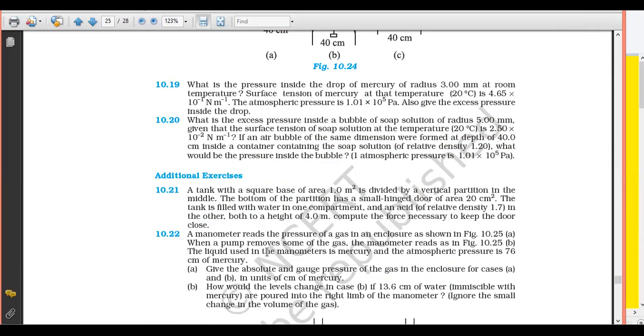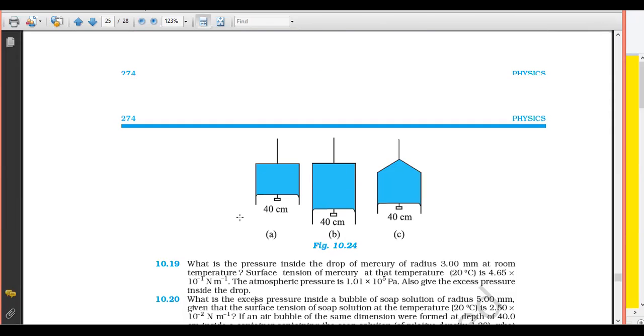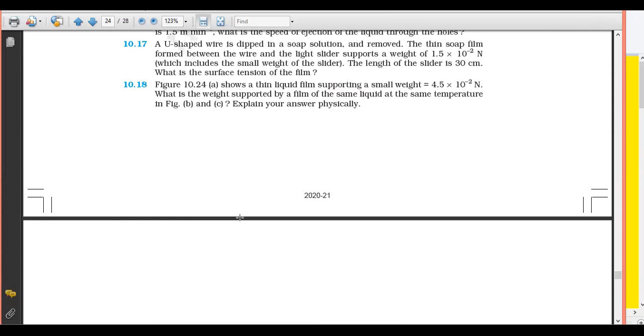Okay, so if you have any doubts in the exercise, let me know. We can discuss that first before going into additional exercise problems. No doubts? Okay.